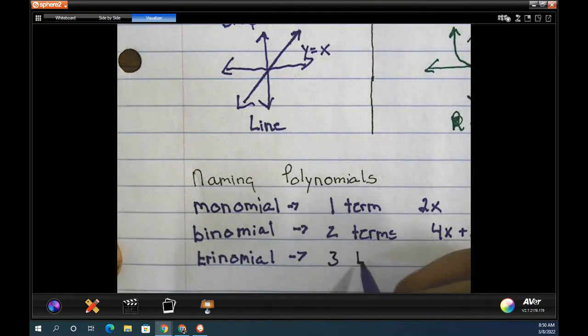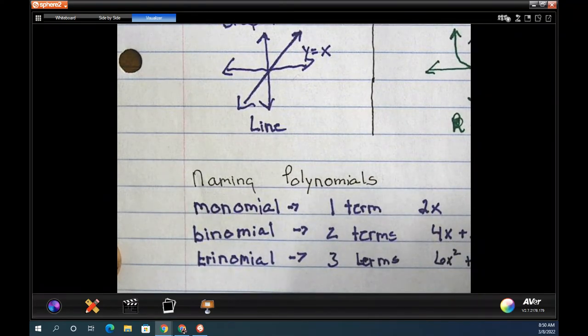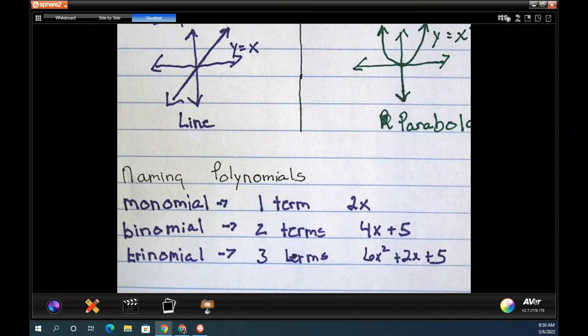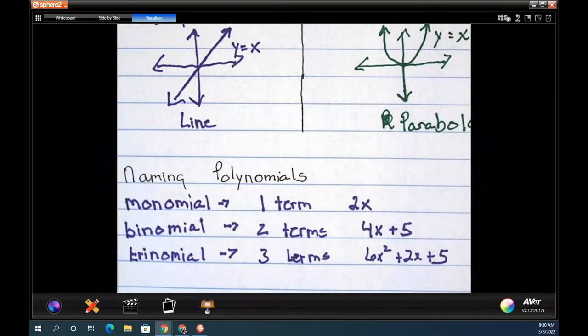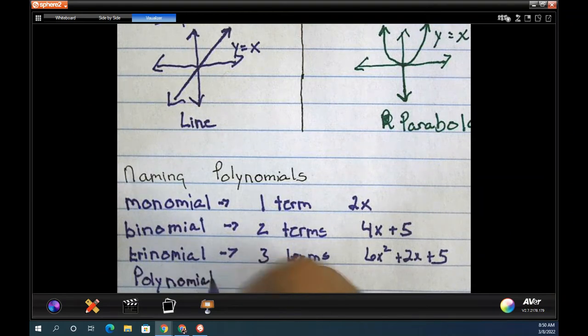Now, the way you're going to see it, that could be something like 6x squared plus 2x plus 5. That's a quadratic. Now, 2 more. Polynomial. More than 3 terms.